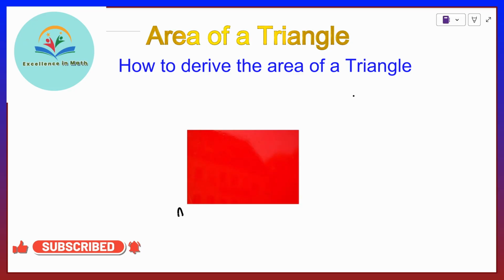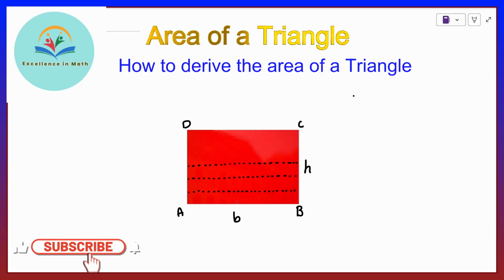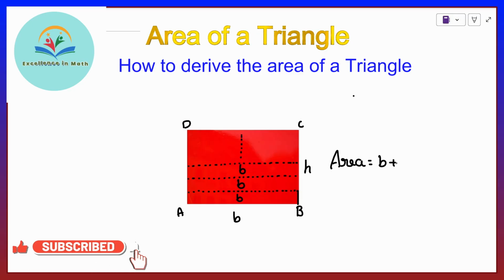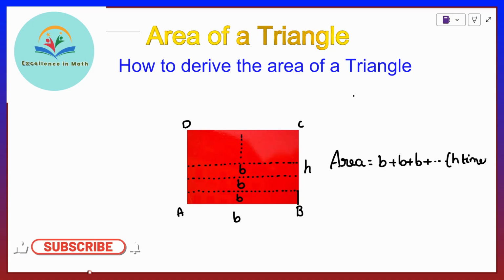Let's recap the area of the rectangle. Here there is a rectangle ABCD where AB is the base and BC is the height of the rectangle. We are already familiar with how the area of the rectangle is derived. If you consider a strip of 1 unit, it covers B units plus B units plus B units, how many times? H times. So the area of the rectangle is B plus B plus B and so on, H times. Repeated addition is nothing but multiplication. So we can find the area as base times height.